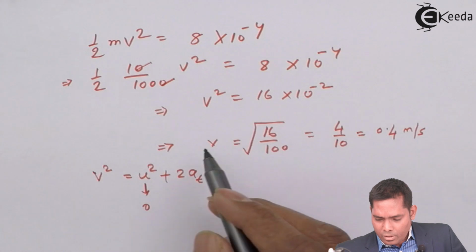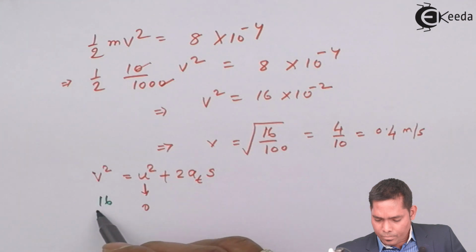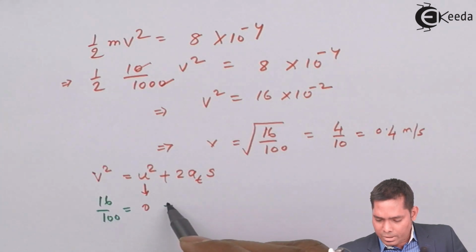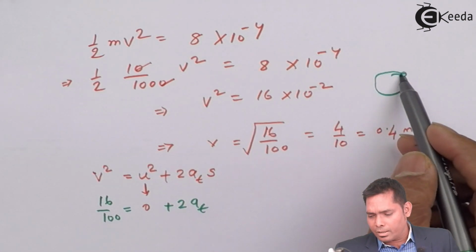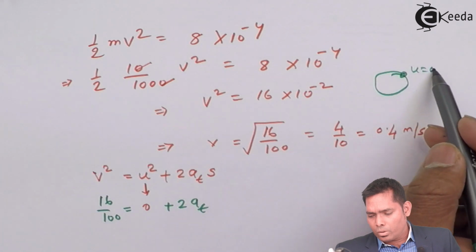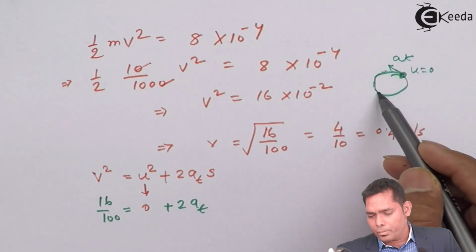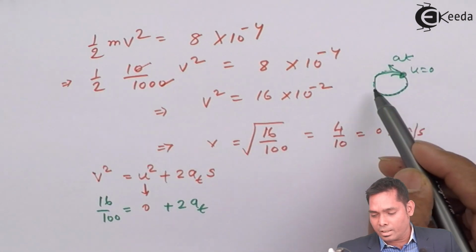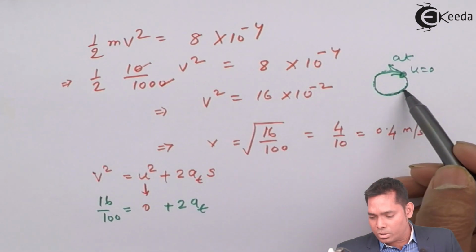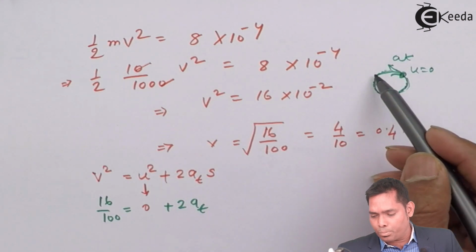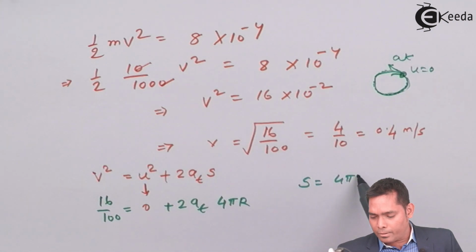If u is 0, then this v square, squaring this, is 16 upon 100, plus 2 times tangential acceleration, because the particle was not moving initially, u is 0. Because of the acceleration acting in this direction, its speed increases continuously, and at the end of 2 revolutions it is this one. And s, how much distance after 2 revolutions? This distance covered is 2 pi r plus 2 pi r, that is 4 pi r. So the distance covered is 4 pi r in 2 revolutions.